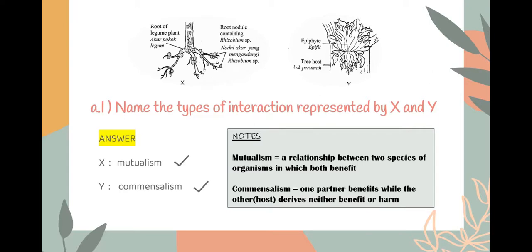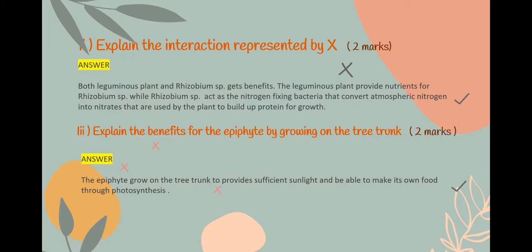What is the meaning of mutualism? Mutualism is a relationship between two species of organisms in which both get benefits, while commensalism is where one partner benefits while the other, which is the host, derives neither benefit nor harm. Next, explain the interaction represented by X. X just now is mutualism, right? So the answer is both the leguminous plant and Rhizobium species get benefits.